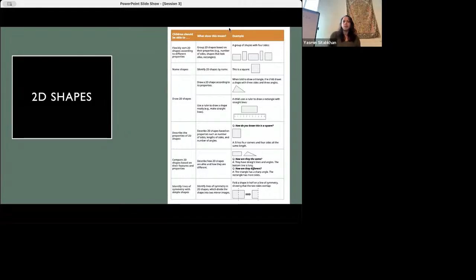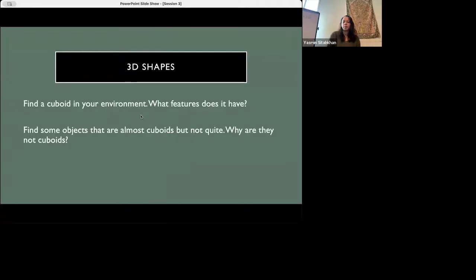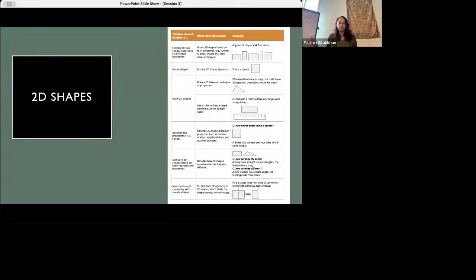Okay. There's no questions. I'm going to keep going. Oh, that was 2D shapes. Any questions about 2D before we cover quickly 3D shapes?